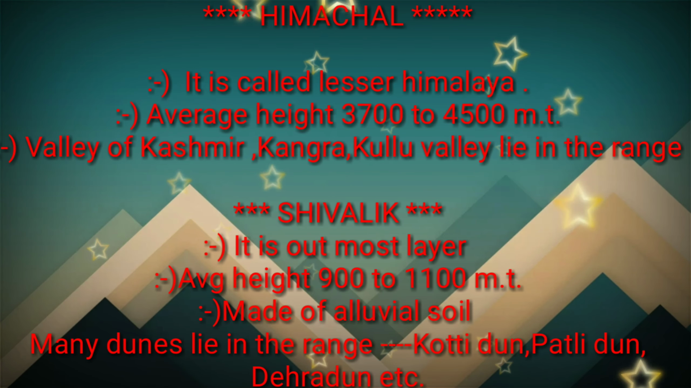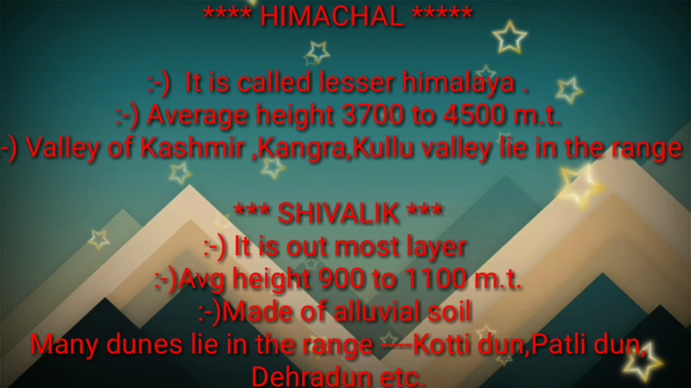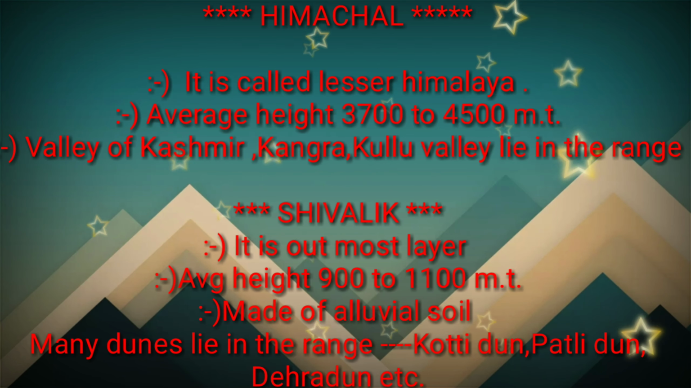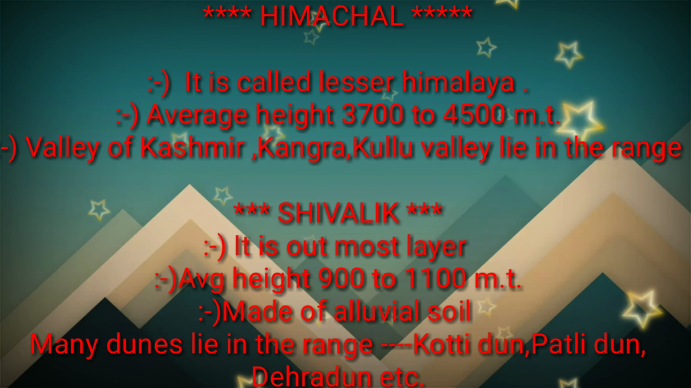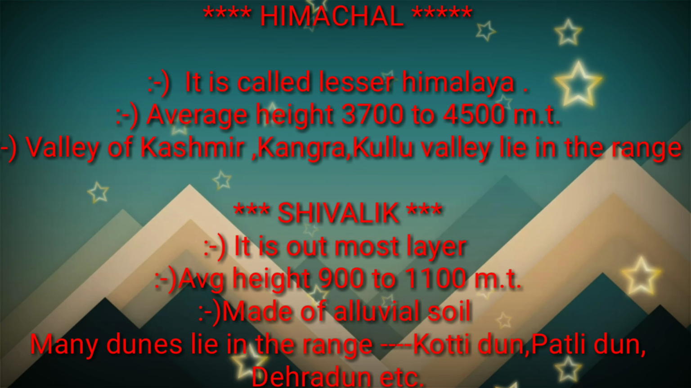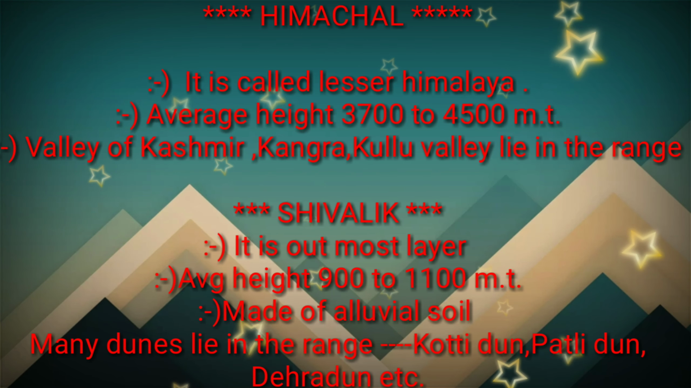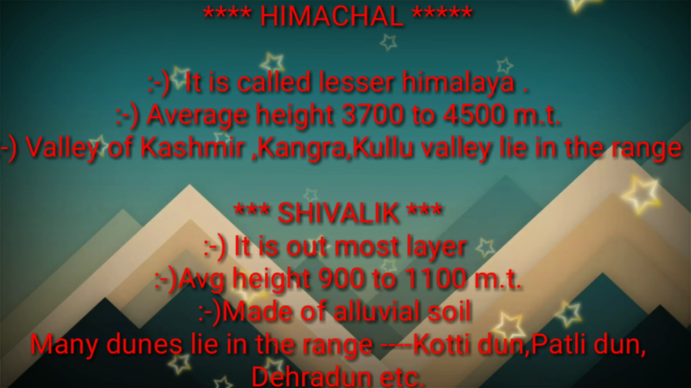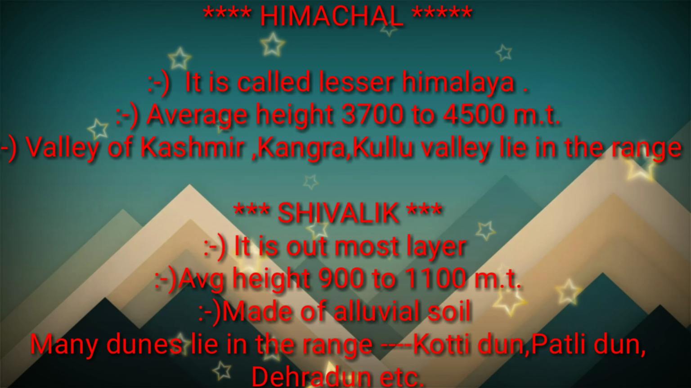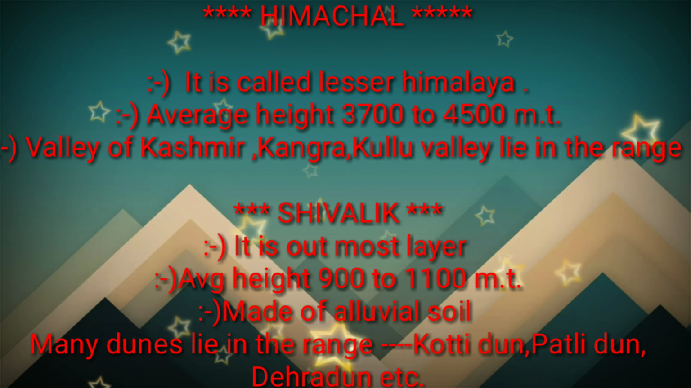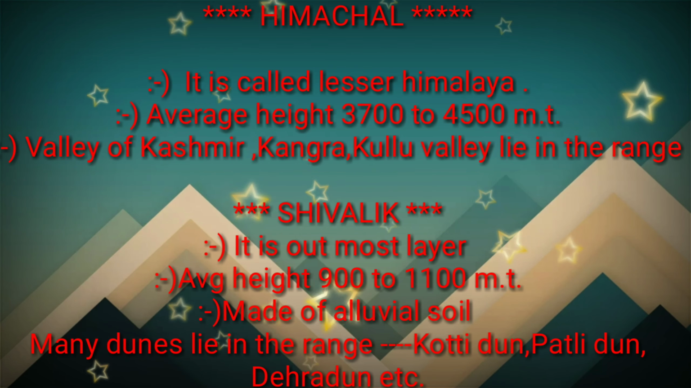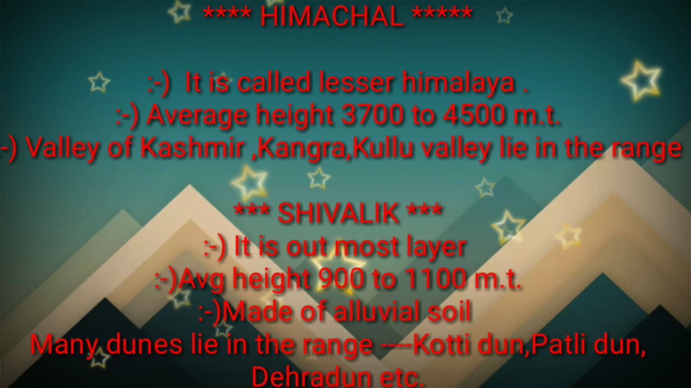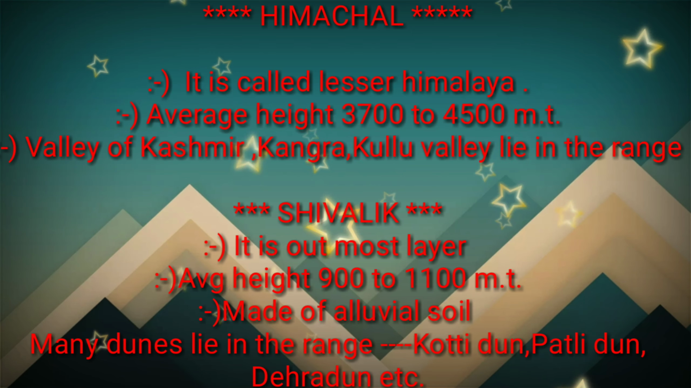Then the Himachal. It is called the Lesser Himalaya. Average height is 3700 to 4500 meters. The Valley of Kashmir, Kangra, and Kulu Valley lie in this range. Sivalik, the southernmost part of the Himalaya, is the outermost layer, with an average height of 900 to 1100 meters, made of alluvial soil, with many dune-like ranges, Kotli Dun, Patli Dun, Dehradun, etc.